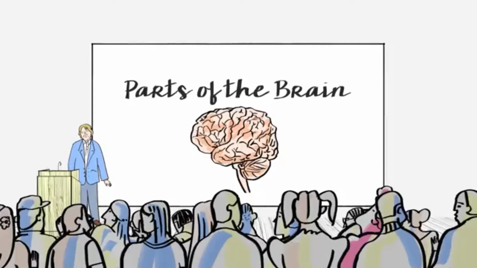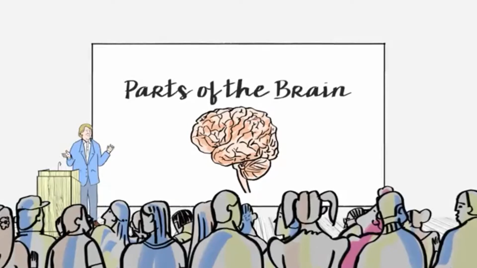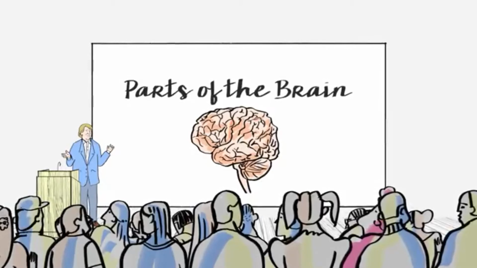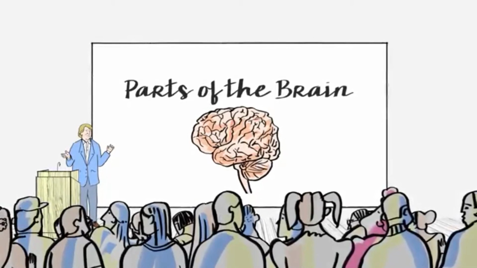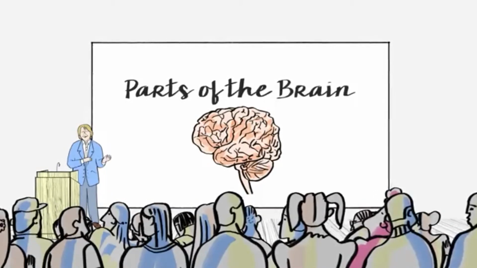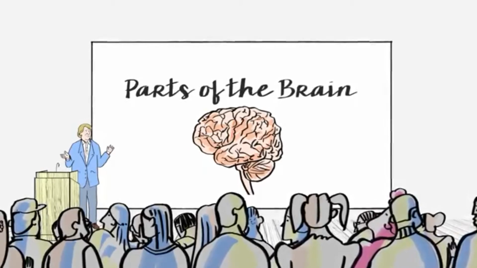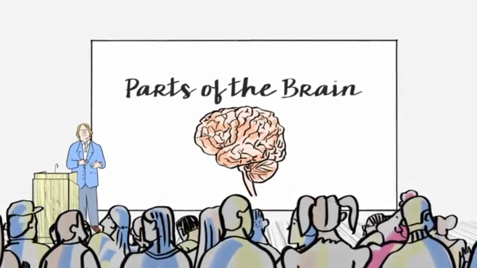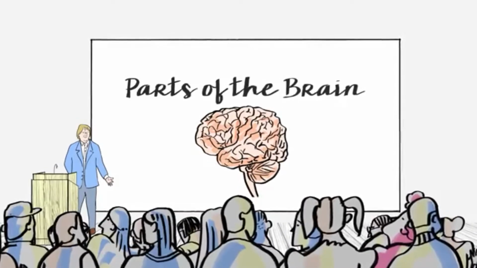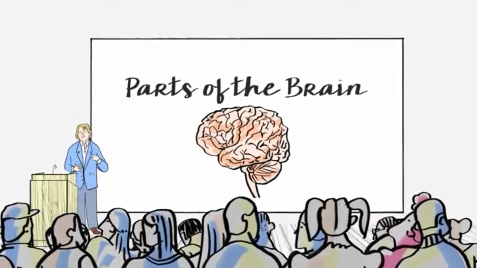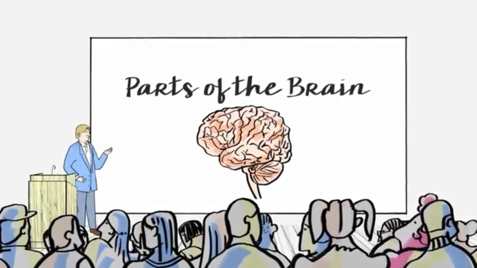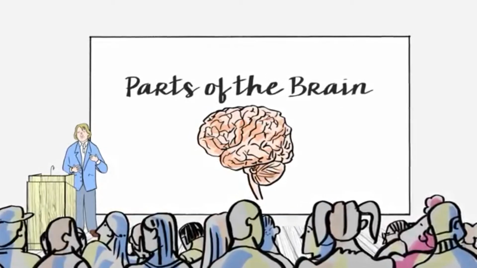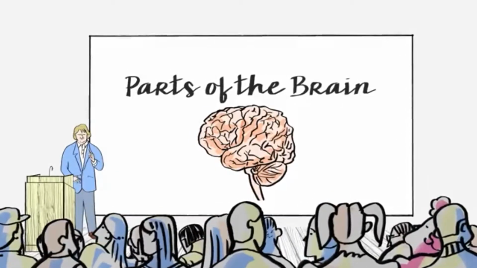So let's talk about the different parts of the brain and what they do. Parts of the brain are functionalized for different purposes. They do different things, which is why damage to different parts of the brain has different effects. It's why when you look at an fMRI scan or PET scan, or something that records neural activity, you could figure out based on the location of the activity what's going on.